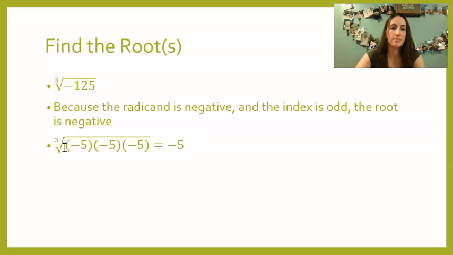I get 5. So the cubed root of negative 5 times negative 5 times negative 5 is going to equal negative 5. My negative 125 can get split apart by multiplying. I can multiply negative 5 by itself 3 times to give me this value. And the 3 of these and this cubed root cancel each other out to just leave me with negative 5.